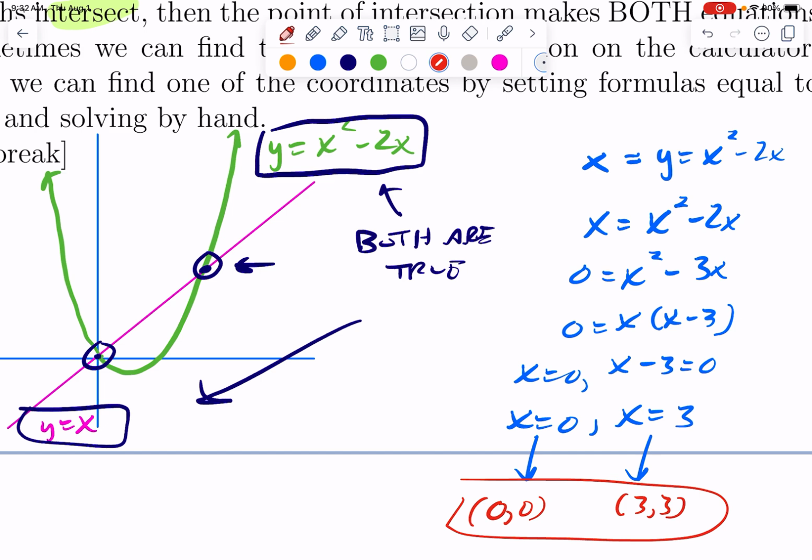Some people just memorize, oh, I set them equal. But we set them equal because when we have a point that is on both graphs, this fact is true and this fact is true. And combining them gives us some really specific information.